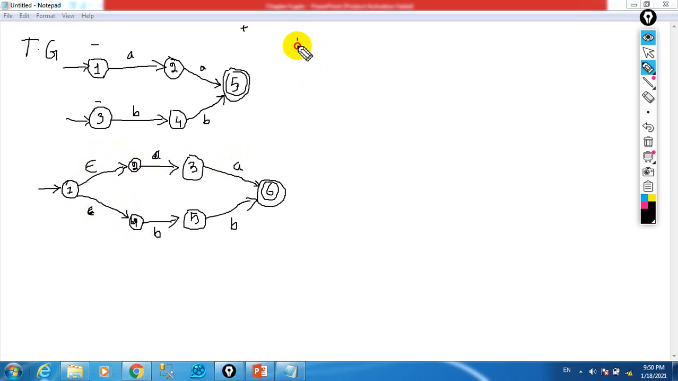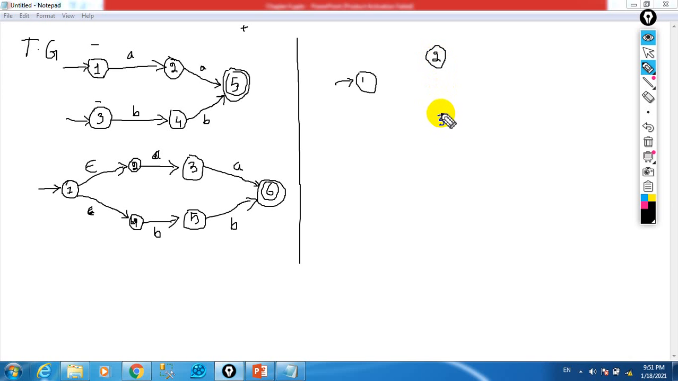So this was the first rule. What is the second rule? So the second rule, for example, if we have one or more than one initial state, for example 1, this is the initial state. For example here I am having 2.